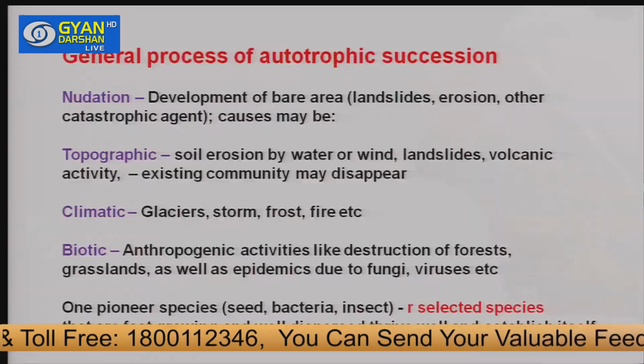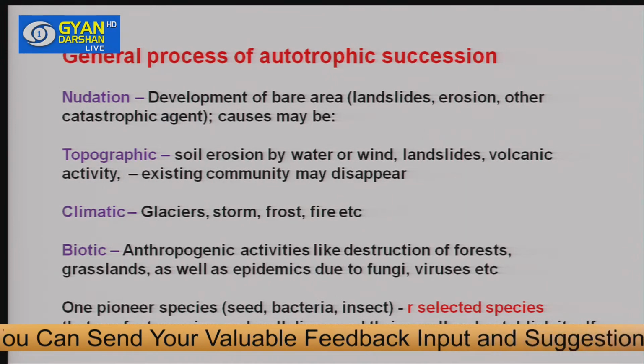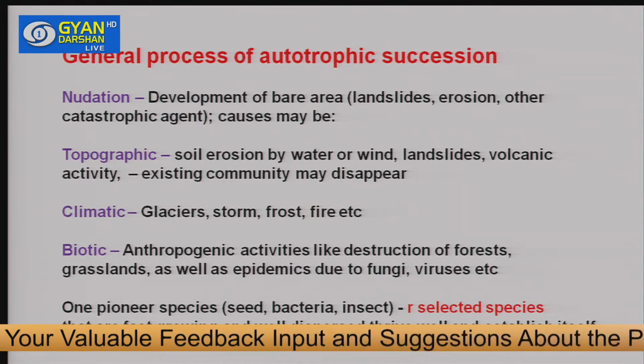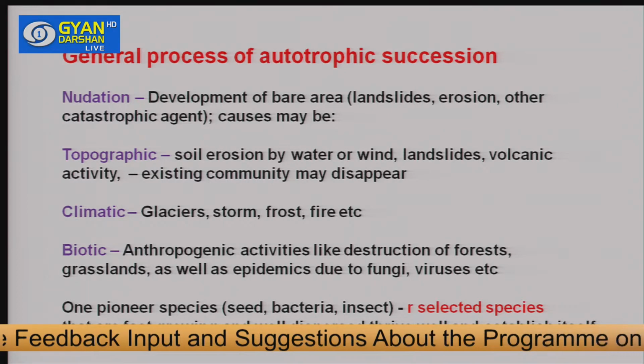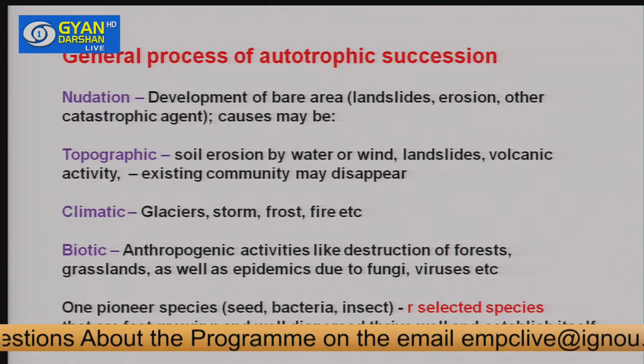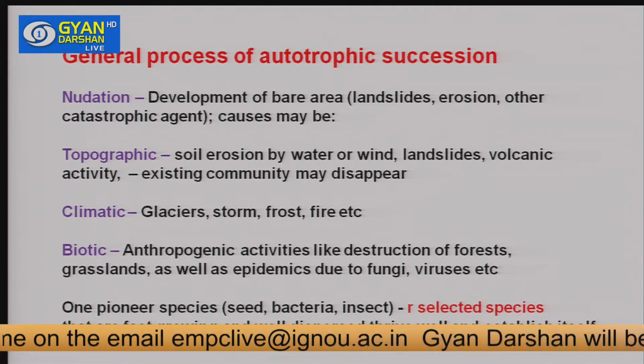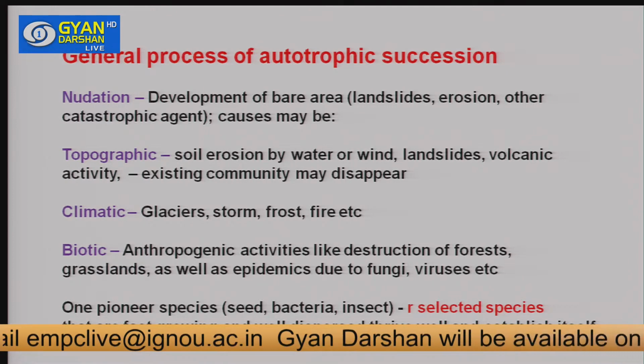Now, what are the steps? This is a very important topic, and often you might be asked descriptive questions on this, that is, the general process of autotrophic succession. What are the steps? Number one is nudation. What is meant by nudation? Nudation means a bare area. That means there is nothing, no vegetation.